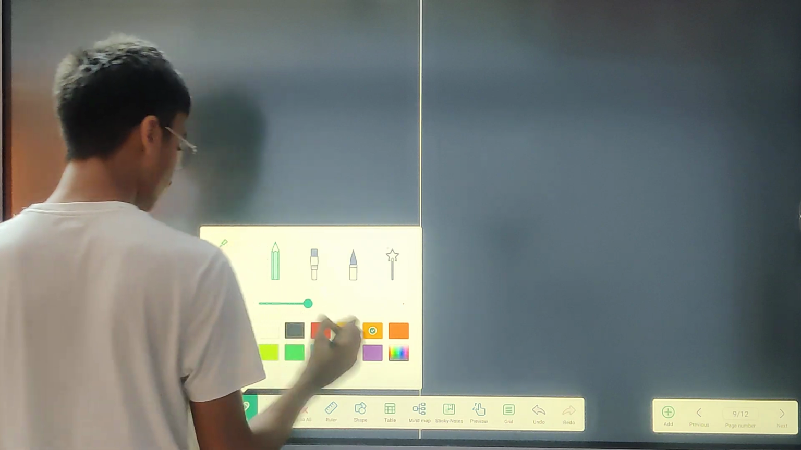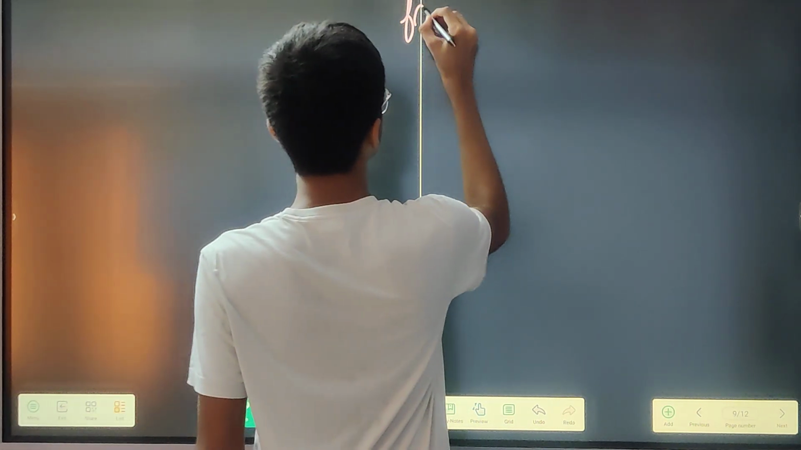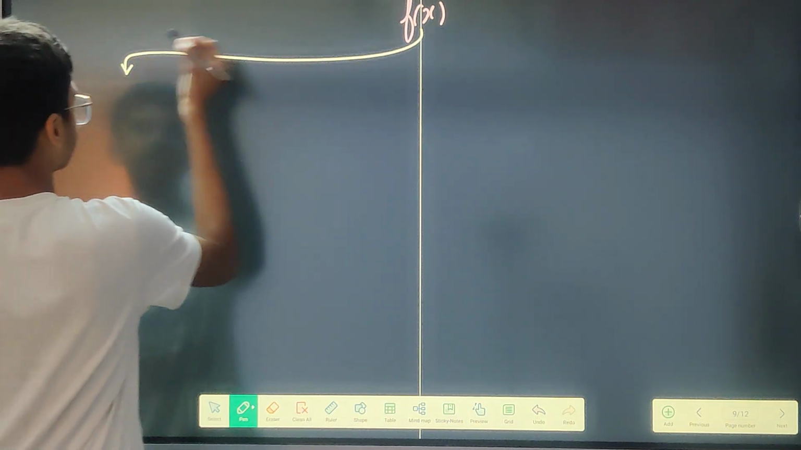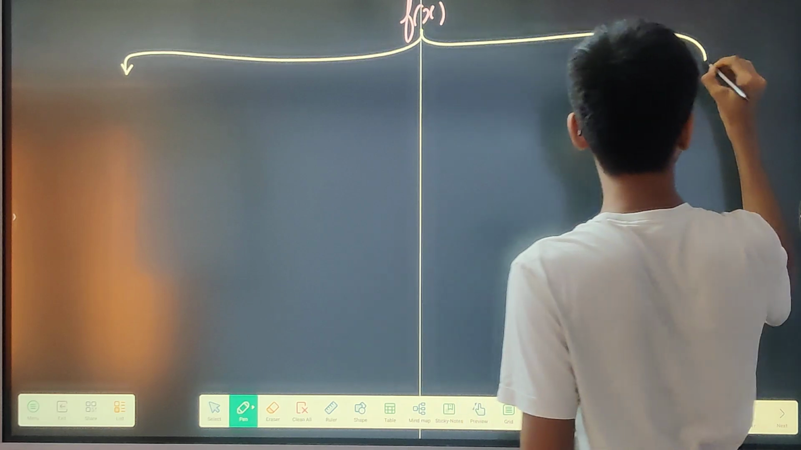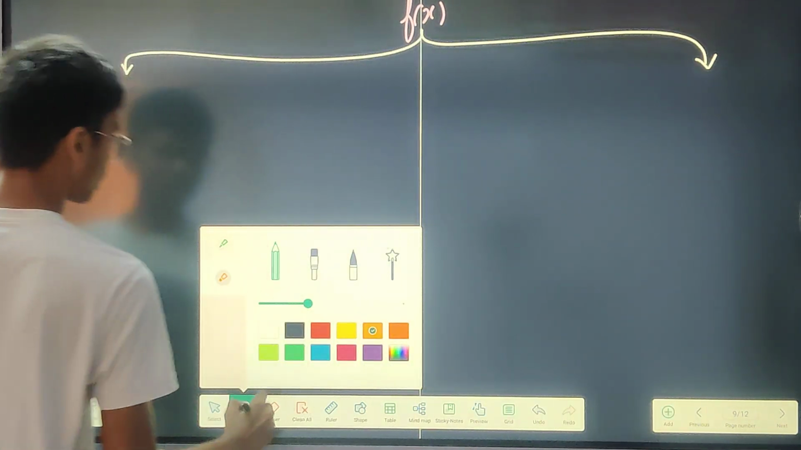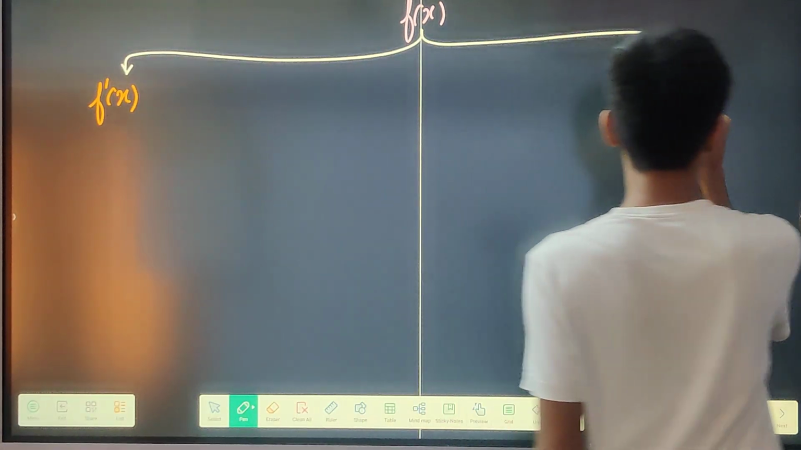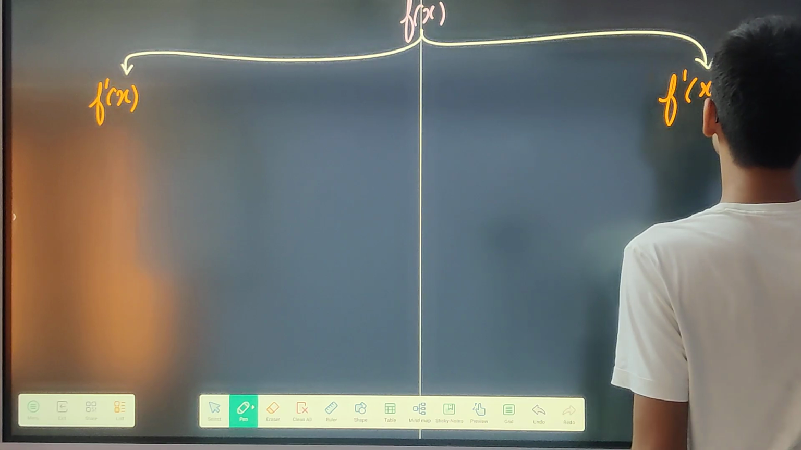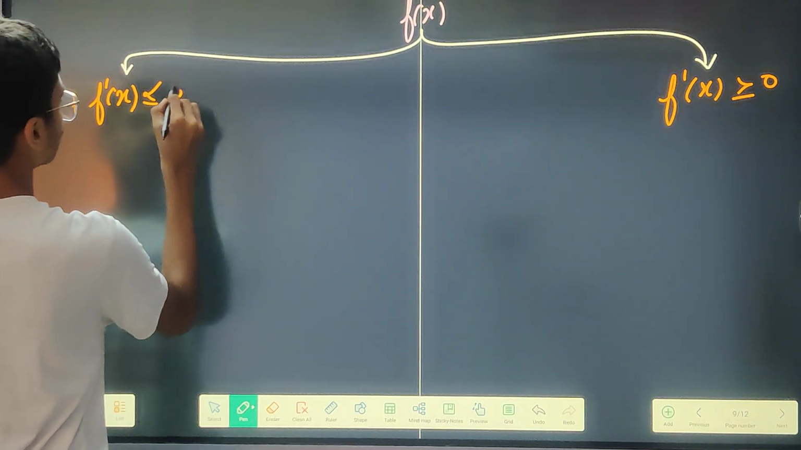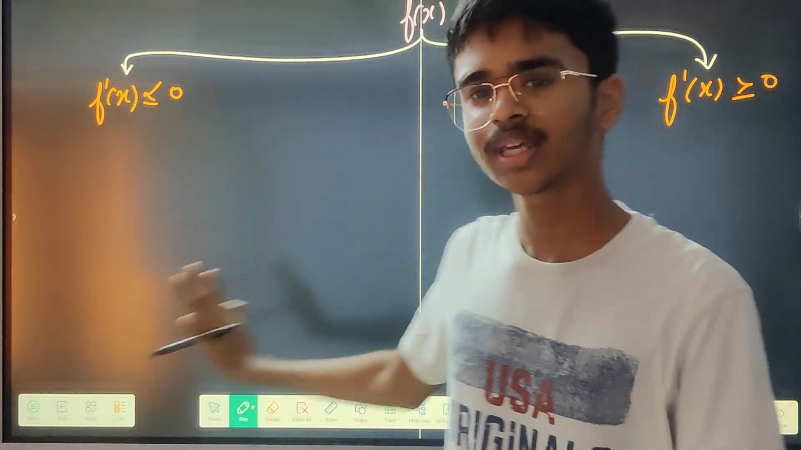See, whenever you have any function, let it be f of x. When you differentiate it, it can be greater than 0, or it can be less than 0. So that will be f dash of x, and here also it will be f dash of x, where it is greater than or equal to 0. Here also the same, it is less than or equal to 0. Okay, so these two are the typical conditions that we can get. Other than this, we cannot say anything.